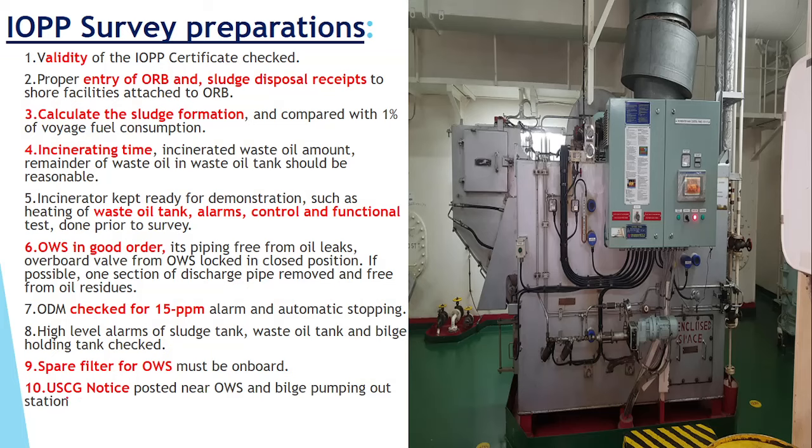Then you talk about all the operating procedures. Suppose this is the incinerator, so how the incinerator is going to be operated, all the operating procedure should be clearly visible. These things should be there, and this is basically company oriented. Here is one thing you need to check: if you are operating in USCG water, US water, then the USCG notice should be posted near the OWS and the bilge pump station also. So these are the main things you need to check.